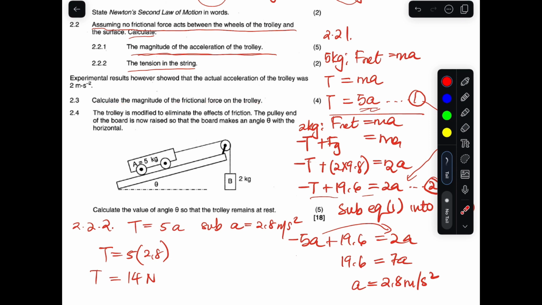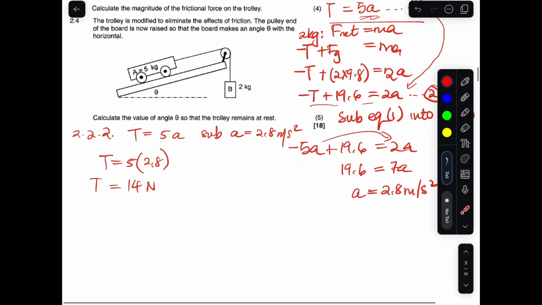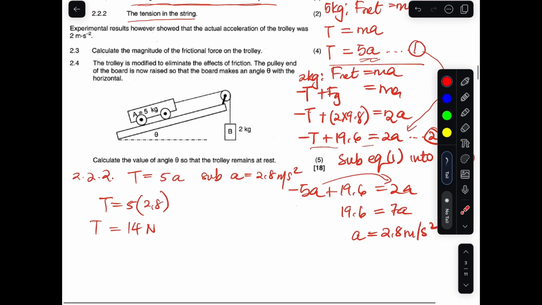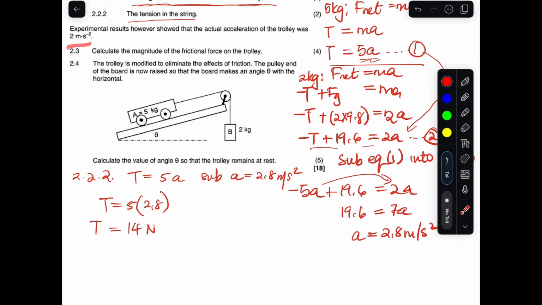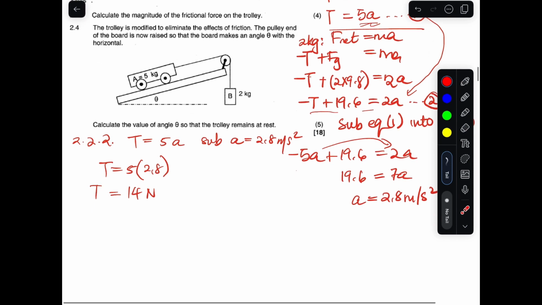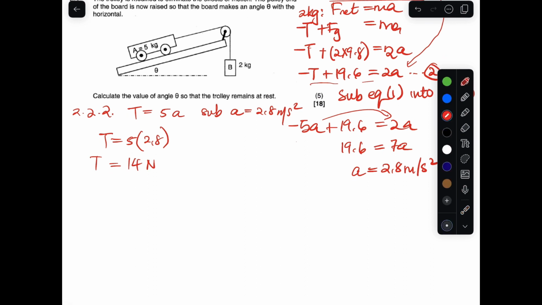Now experimentally, there is the frictional force. So we'll now calculate the frictional force with the new acceleration. That means with the new acceleration, there will be a new tension. So the tension we do not have, we are not given. So in 2.3, this is what we're going to have. Guys, we're not going to use this tension here. So for the 5 kg, we're using the simultaneous equations as well.